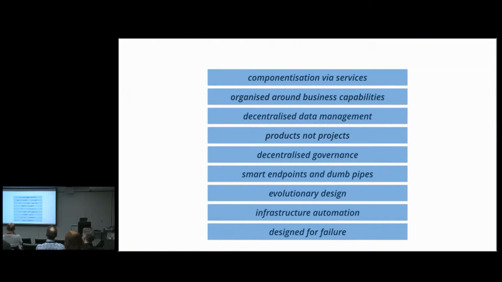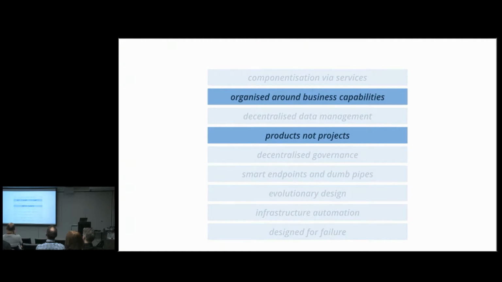And the things I'm going to talk about today really focus around two. This idea of organization around business capabilities, or business functions, I'll define what they are in a moment, and how we actually build our project teams, or rather product teams, in the new world.